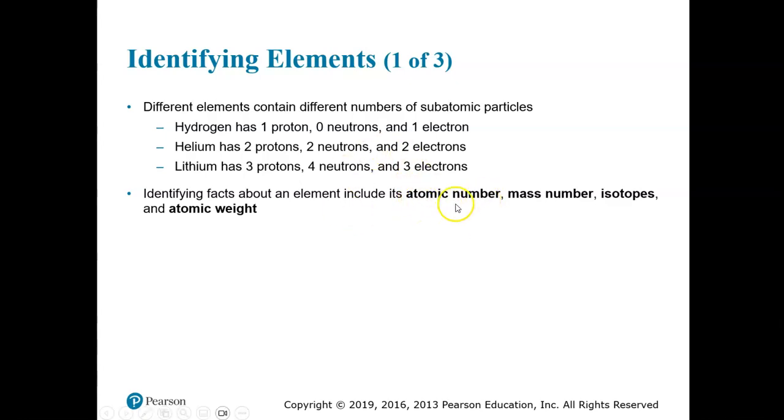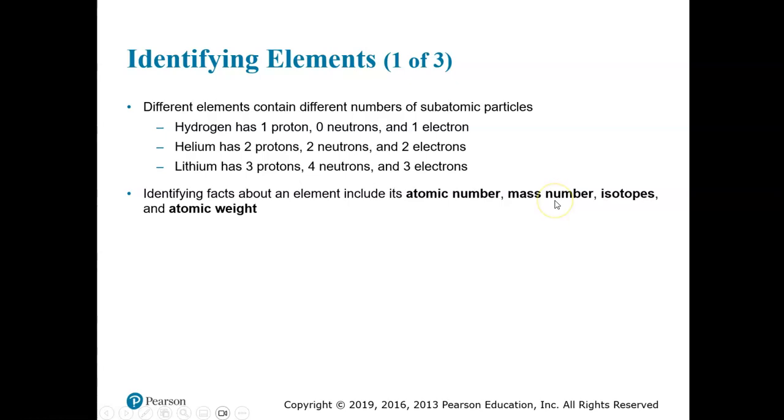The atomic number, which is also the number of protons, will never change for an atom. So if an atom has an atomic number of 2, it's helium. If that atomic number changes, it is no longer helium. So if it loses a proton somehow, it becomes hydrogen. So the atom is defined by its number of protons or its atomic number.